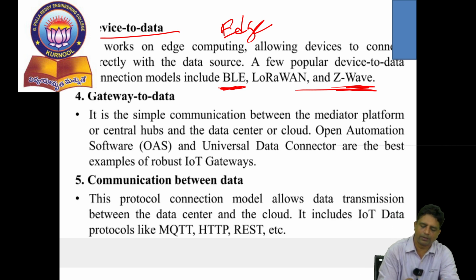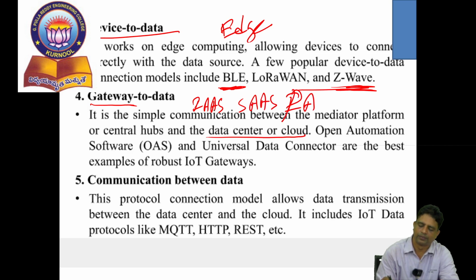We will use Z-Wave, ZigBee or Bluetooth Low Energy. Then gateway to data. This is the outer side of the router. From the router, it will be transferred to the data center. Here we will use communication standards like SaaS, PaaS, and infrastructure as a service provider. This will be the strategy here.